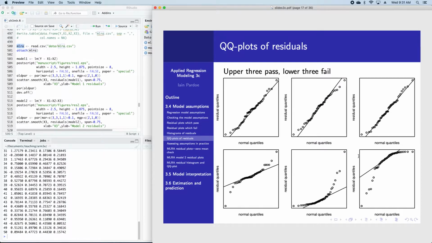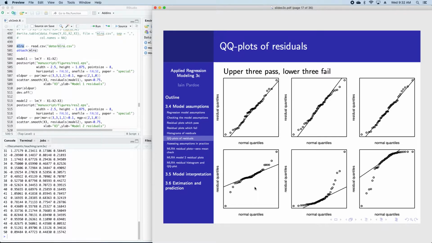QQ plots are perhaps a little easier to look at visually. So the top three pass okay, and again, you might be looking at, let's say, the middle one and going, well, we've got these points here that aren't on the line, and these points up here aren't on the line. I'm not sure this is normal, but these data were generated from a normal distribution. This one is perfectly normal, and you're just seeing sample variation. The bottom three are the ones that fail. These two, this one in the middle and this one on the right, show clear signs of skewed distributions.